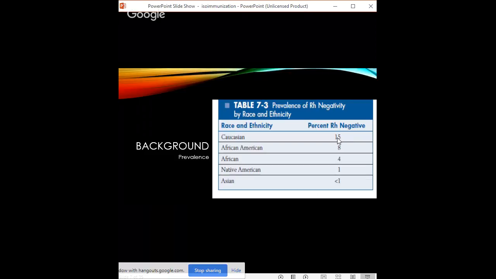research done in Barbados, "Anti-D prophylaxis: to give or not to give." And this paper can be seen on the slide.